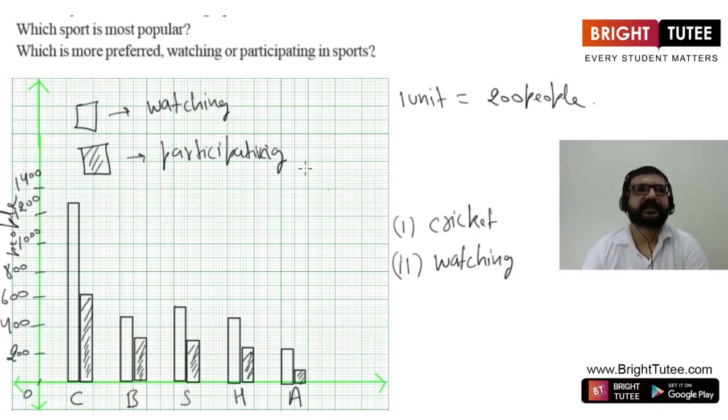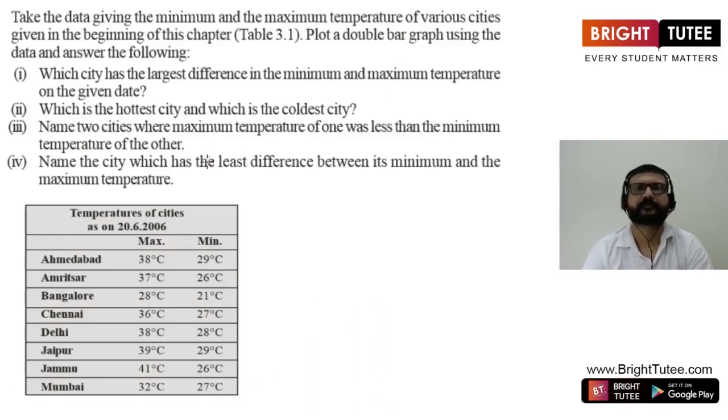So in this question, from tabular data, we have drawn a bar graph, and then using the bar graph, we have answered a few questions. Now here is the last question of this video. The question is, take the data giving the minimum and the maximum temperature of various cities given in the beginning of this chapter, which is shown here in this table 3.1. We have to plot a double bar graph using the data, and we have to answer these questions.